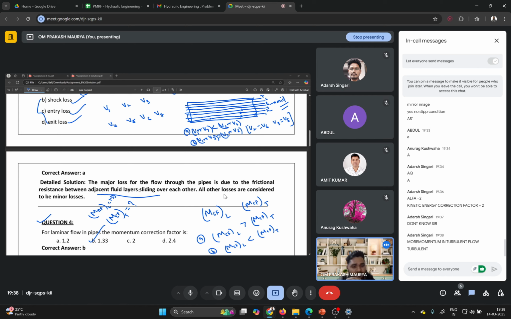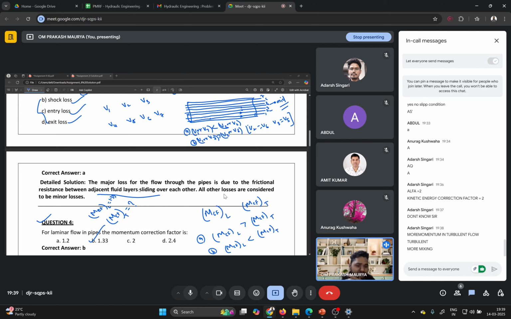Others are telling momentum transfer will be more in case of turbulent flow, that is the zigzag motion, and turbulent flow is laden with eddies. So definitely momentum transfer will be more. So based on this, if the momentum transfer is more, definitely your momentum correction factor should be more or minimum. Just think on that. I have given you a hint.